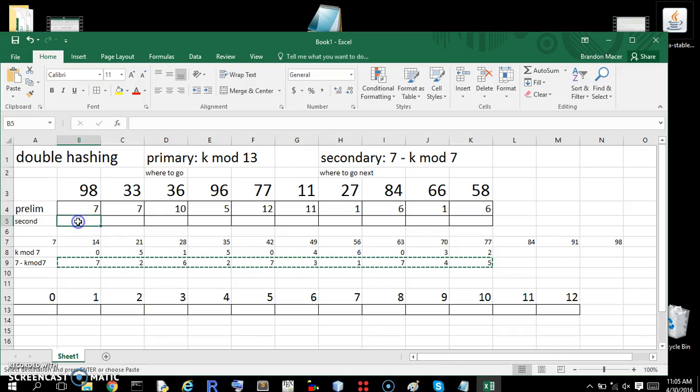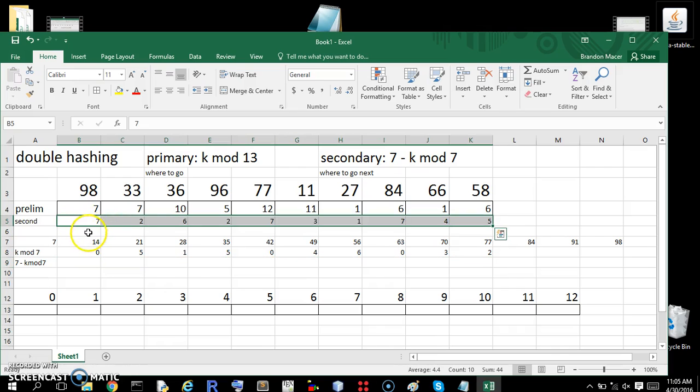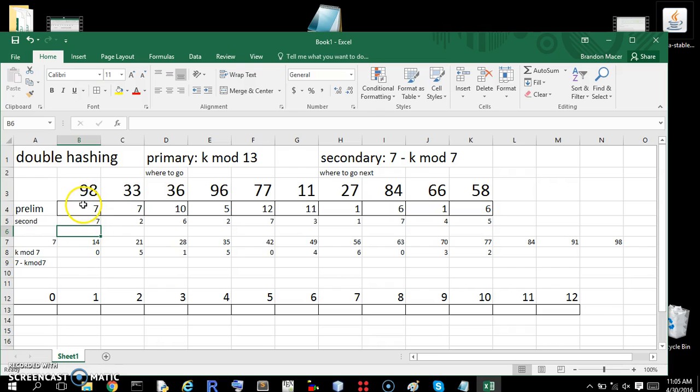our secondary keys. Now we're going to walk one by one through them and try to place them. First, we're going to place 98. We're going to attempt to put it in its primary hash, and it's available, so we will put it there.